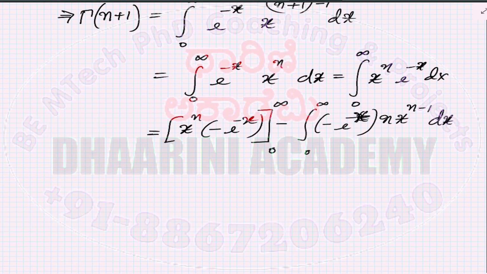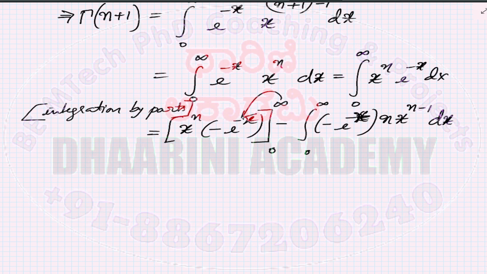This is the property which we are using, and if you want to remember it, this is called integration by parts. Now in my next step, since I need to substitute the values, you see that when you put x equal to infinity, this becomes e to the power minus infinity. E to the minus infinity is 0. So when I substitute the limit infinity, this is equal to 0.